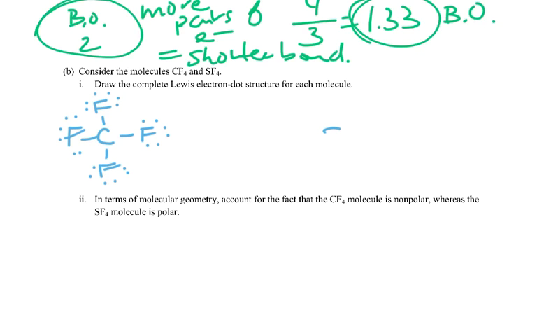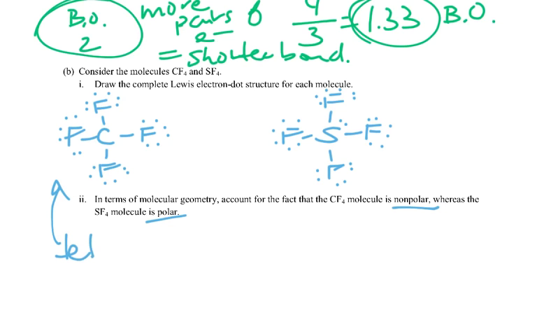Sulfur has 6 valence electrons. It's going to take 4 of them to hook on the fluorines. And that means on the sulfur, I'm still going to have a pair of electrons left over. So you can see I'm going to have a steric number of 5 different things. In terms of molecular geometry, account for the fact CF4 is nonpolar, whereas SF4 is polar. That's pretty easy. Now we have to talk about both situations. So for CF4, it's tetrahedral.